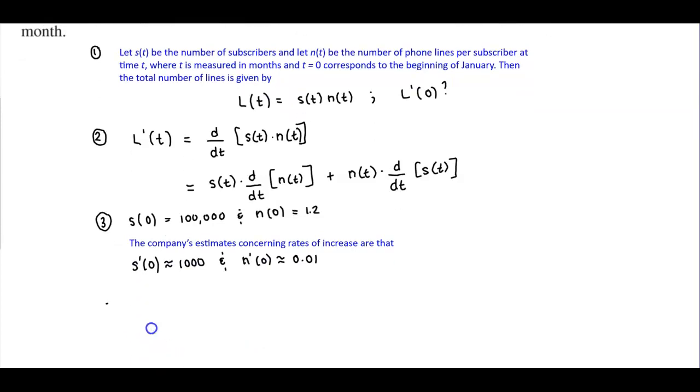So if we take a look at step number 2, the formula that we want to find, again, is L prime of 0. So it's S of t, which is S of 0, times the derivative of N of t, which is N prime of 0, plus N of t, so it's N of 0, multiplied by the derivative of S of t, which is S prime of 0.